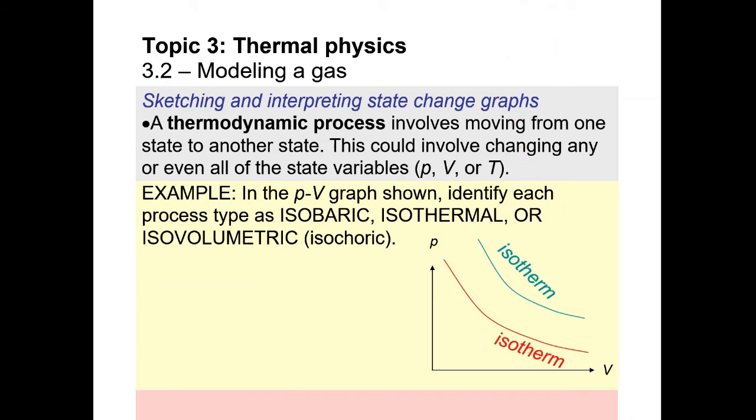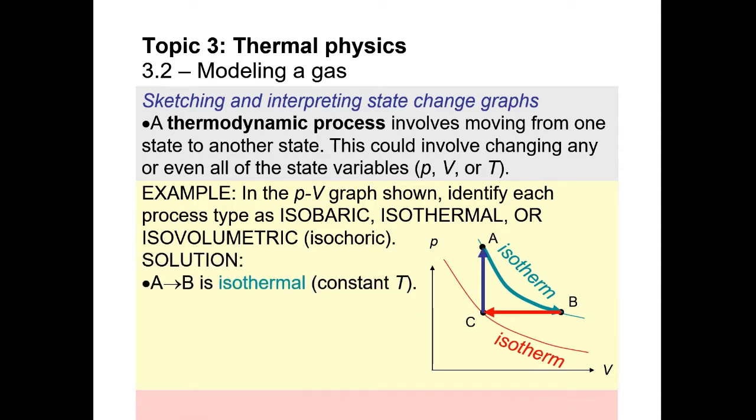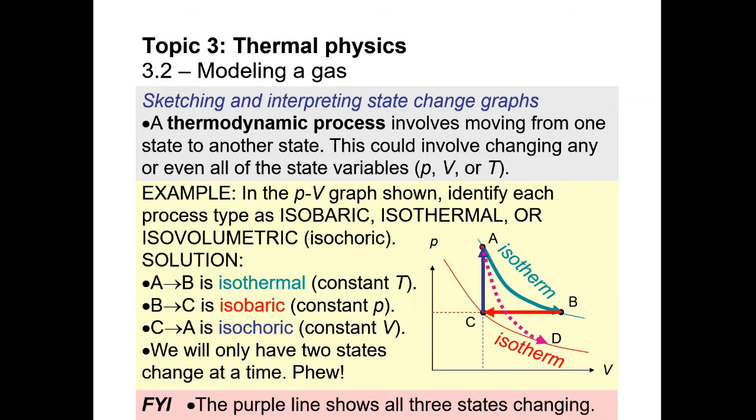Isothermal, and we have different processes. So A to B, and then B to C, C to A. All right. A to B is isothermal, constant temperature. B to C, you can see from the graph, the pressure is constant, so isobaric. And C to A, you can see the volume is constant. That's the isochoric process. And the purple line shows all the three states changing.